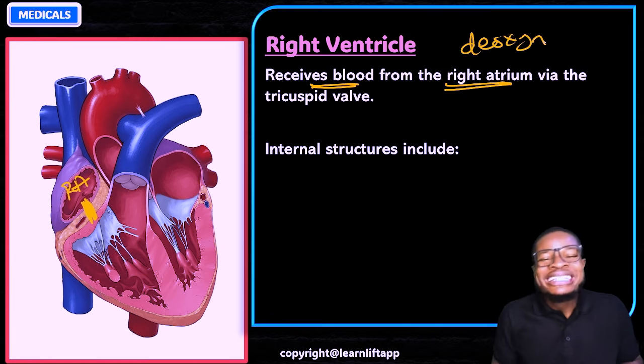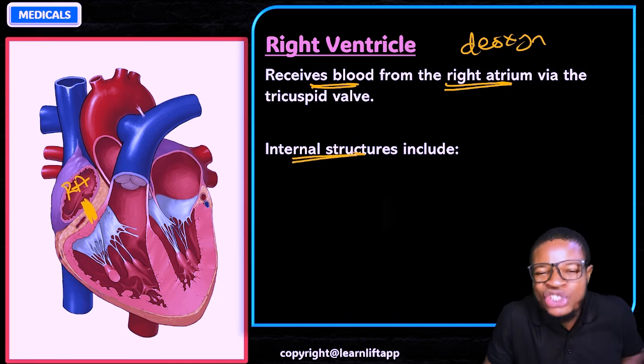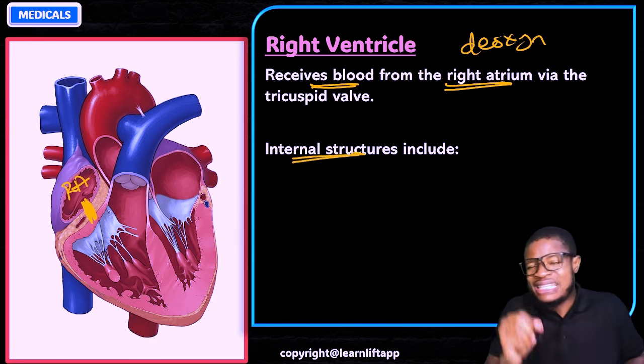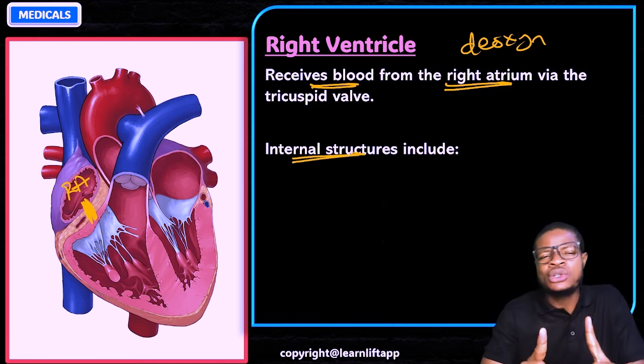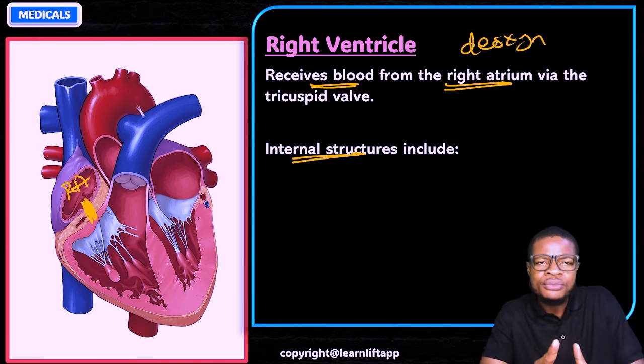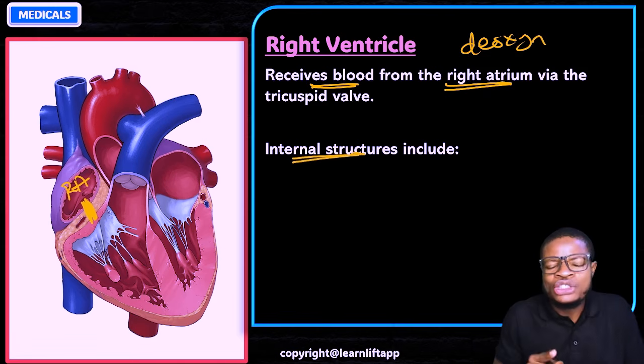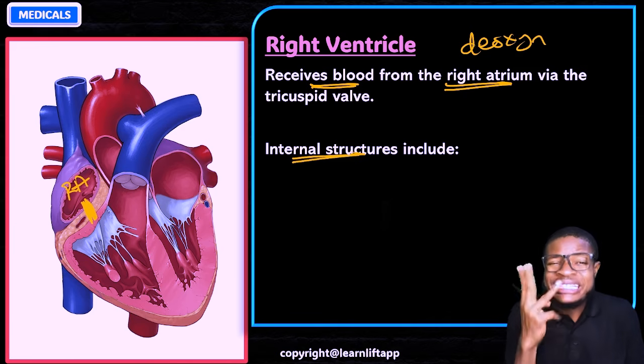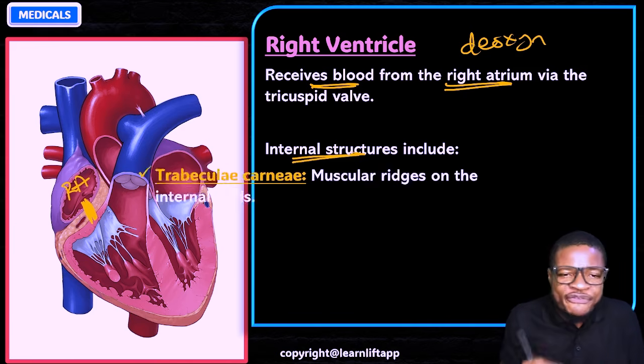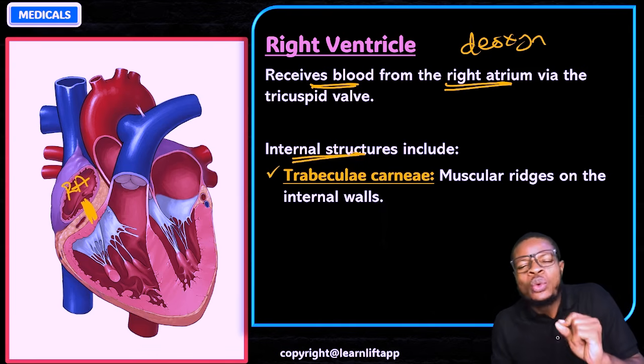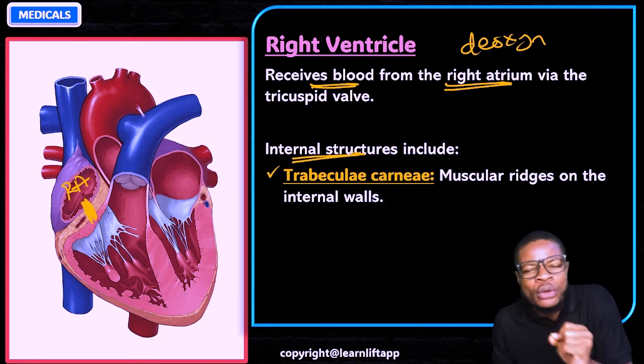And don't forget that the right ventricle has internal structures. What does it have? Internal structures. This is where you must pay attention now and know these things to the core. What are the internal structures in the right ventricle? There are three of them you must pay attention to. The first is called the trabeculae carneae. What is it called? The trabeculae carneae.